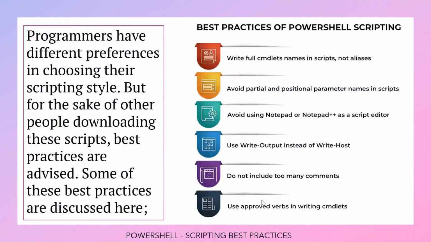Okay, so the best practices of PowerShell scripting and coding. It is always recommended to mention the full cmdlet names. Sometimes someone uses aliases. Get-Service is a cmdlet, but instead they might use GSV, and for Get-Process they might use GPS. If they are system aliases, it is fine, but it is always recommended to use the full cmdlet name. Then only, if someone refers to the code, it will be easy for them to understand.